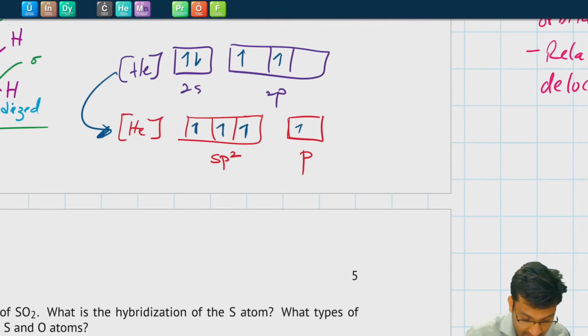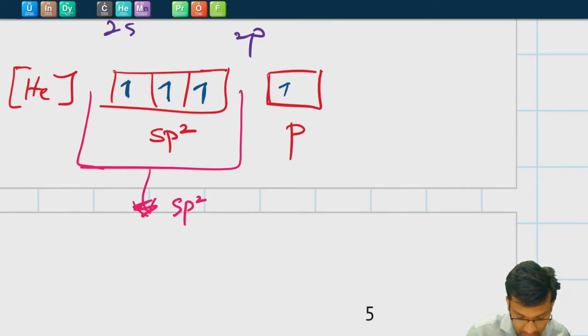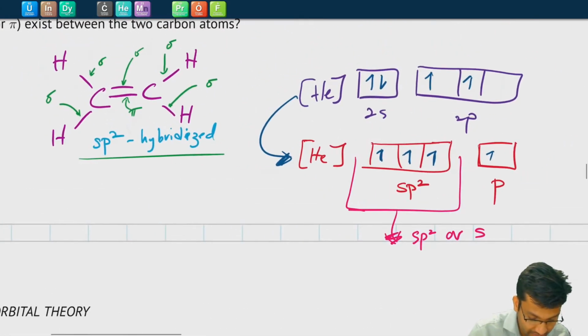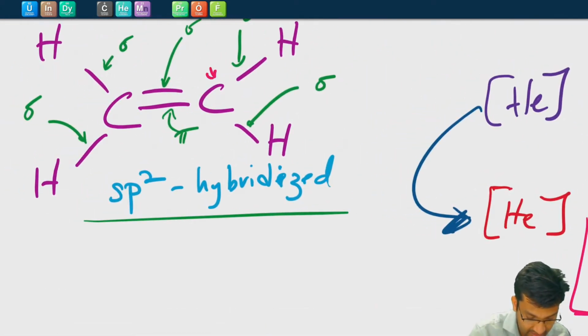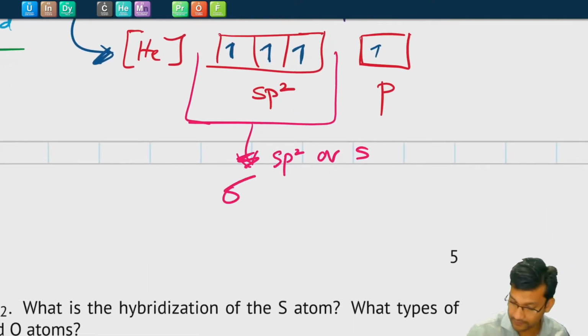Now, let's see how it actually bonds. When these sp2 orbitals overlap with other sp2 orbitals from the second carbon, or with s orbitals from the hydrogens, they will form sigma bonds.